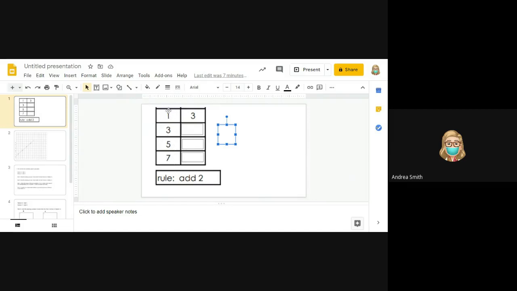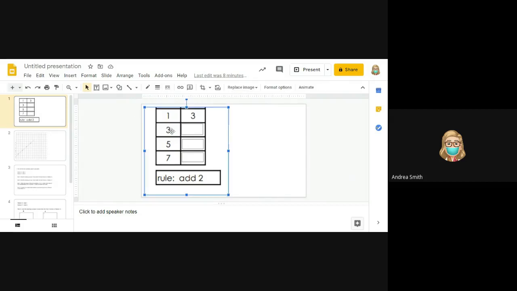We have a given set of numbers in this chart where we have 1 to start off with, and we have 3, then we have 5, and then we have 7. Our rule is to add 2. Okay, we start off with 1 over here. We're going to add 2, and we get 3. That's easy. 1 plus 2 is 3.